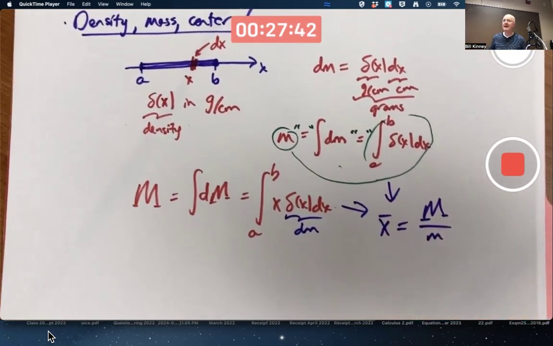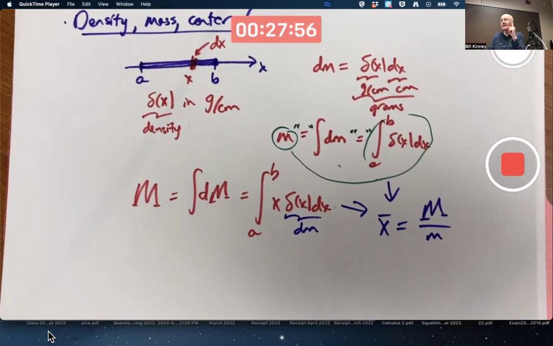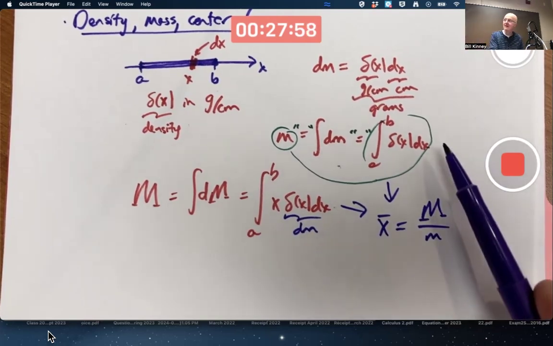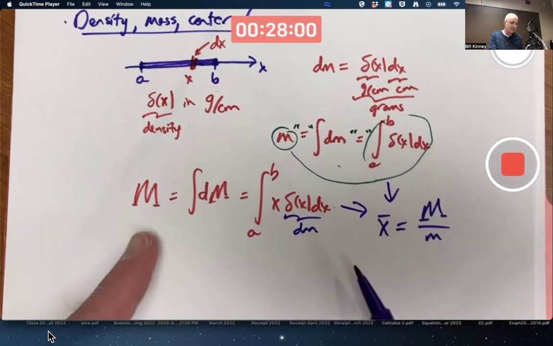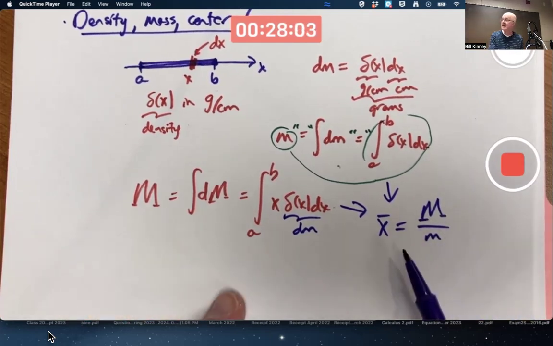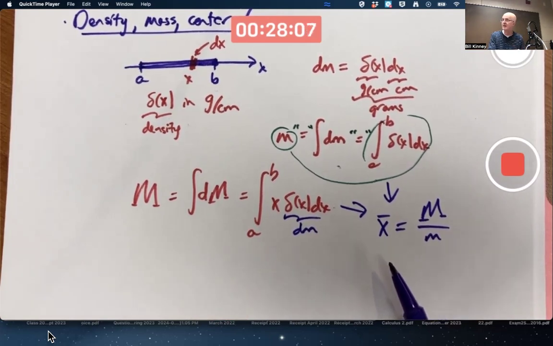Which also has applications, which I'll remind you of in a little bit here, from probability. In probability, if delta of x is a PDF, a probability density function, when you integrate it, you've got to get 1. The total mass is 1. Little m is 1, and capital M does end up being the mean, which in probability we call mu instead of x bar. Greek letter mu. But it really is the same kind of idea, just applied to a different situation.